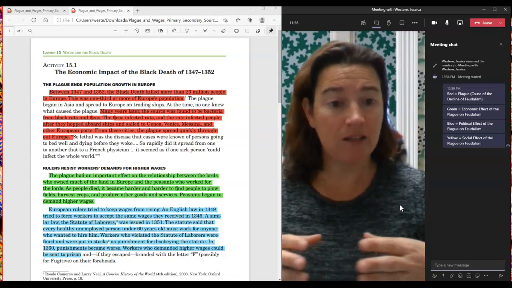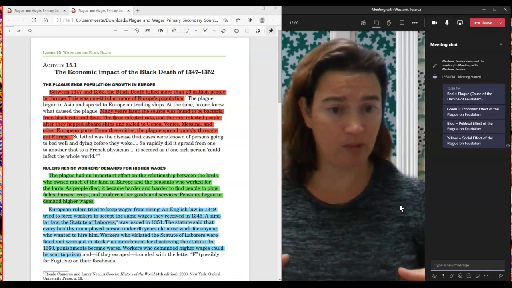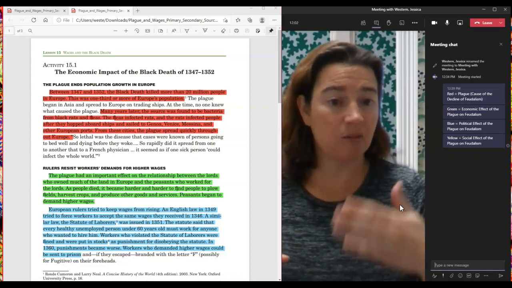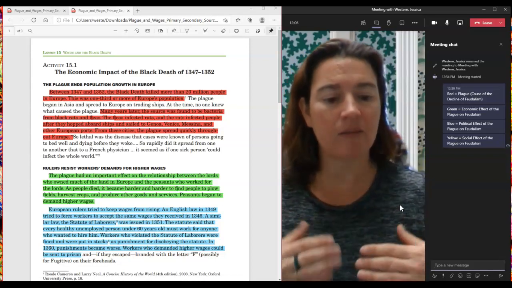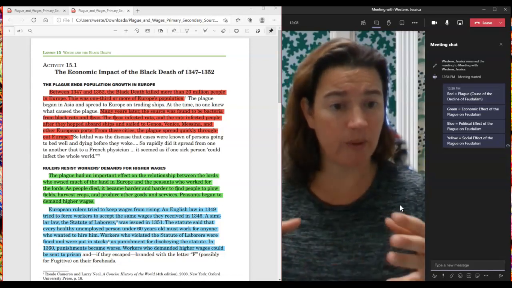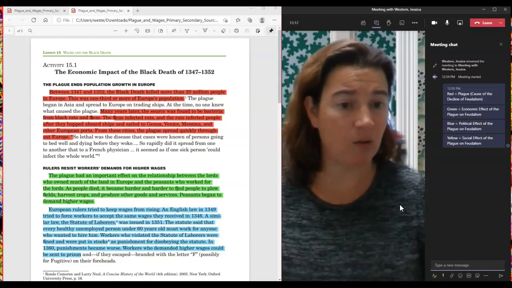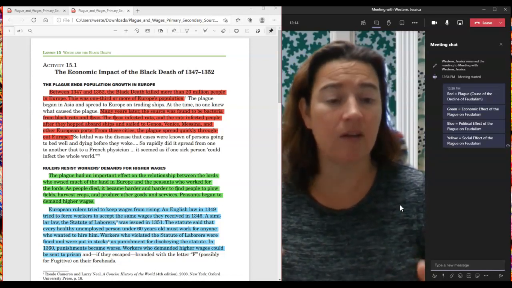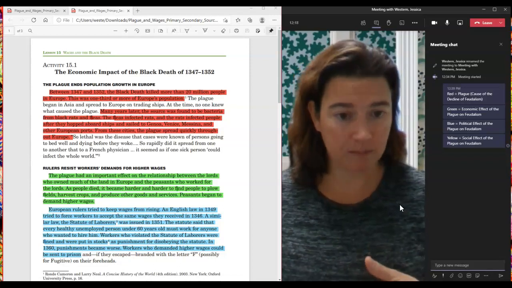So for the ease of math, we're going to say we live on a manor of about 100 people, right? And the plague sweeps through and it affects our manor as well as all of the manors around us. And instead of having 100 peasants to do the work on that manor, once the plague comes through, we now only have 66, 67 peasants to do the same amount of work that 100 peasants did before.